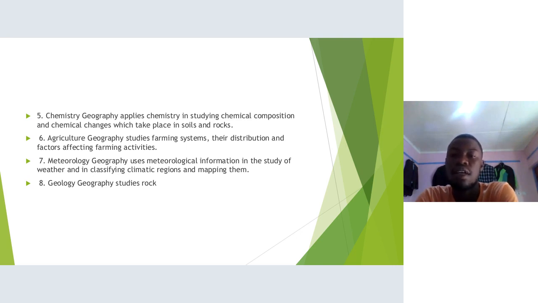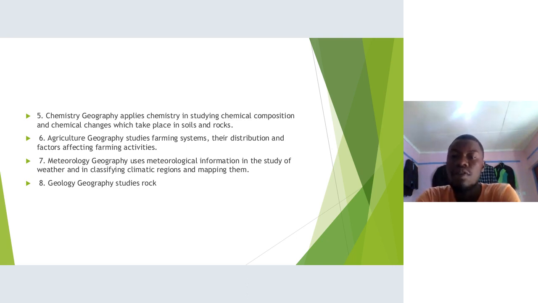The relationship between geography and agriculture. Geography studies farming systems, their distribution, factors affecting farming activities, while agriculture itself is the activities being carried out by human beings, like farming. Now they borrow the idea of what the factors affecting farming are, and that's what is really being done in geography. Because in geography, in Form 4, we have a topic called agriculture. Now, geography and agriculture bridge a wide gap of knowledge for the understanding of their categories, and moreover their branches and techniques and how they are being taught.